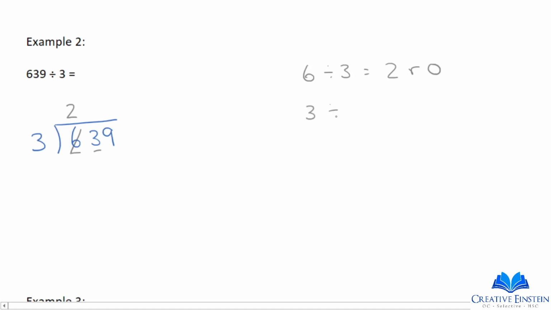3 divided by 3 equals 1, remainder 0. So we write 1 on top of the 3, and in our heads, cross off the 3. We're finished with that. Our last number is the 9. 9 divided by 3 equals 3, remainder 0. So 3 on top of the 9, and we're finished with the 9. Our answer is 213.